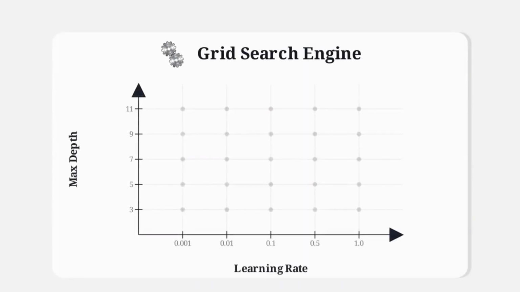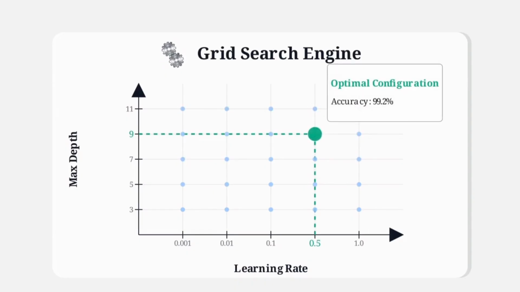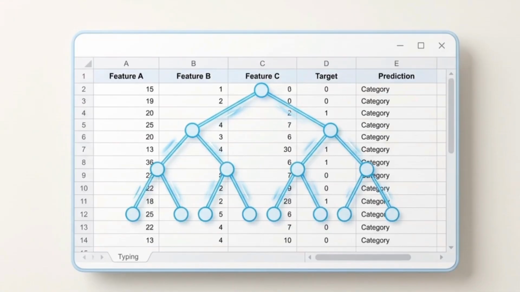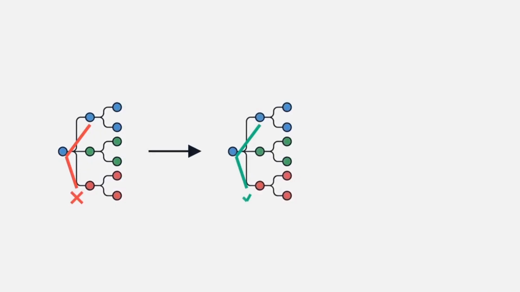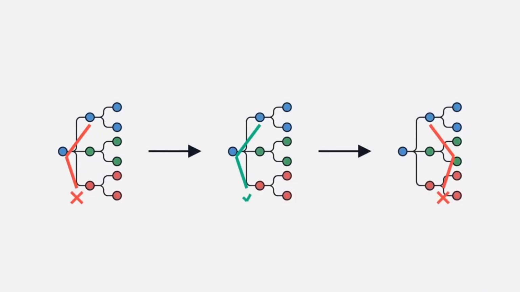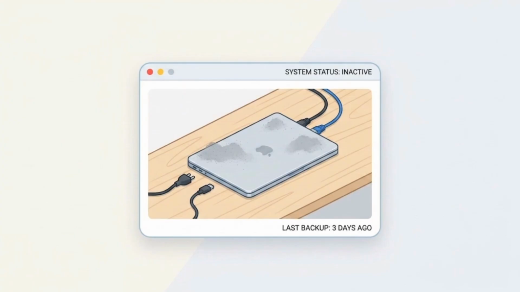To squeeze out maximum accuracy, Grid Search automatically tests every possible combination of hyperparameters to find your optimal configuration. And for winning performance on structured tabular data, you rely on XGBoost. It builds decision trees sequentially, with every new tree specifically analyzing and correcting the exact errors made by the previous ones. A model stored on your local computer generates zero business value.